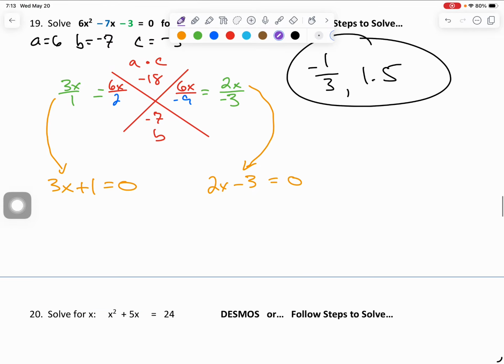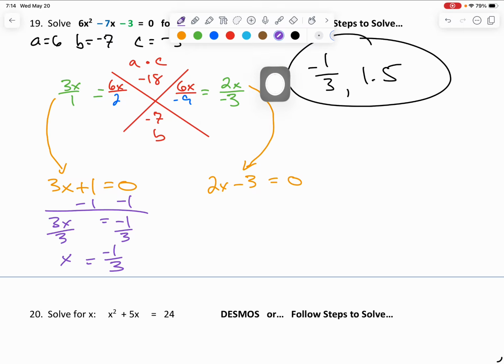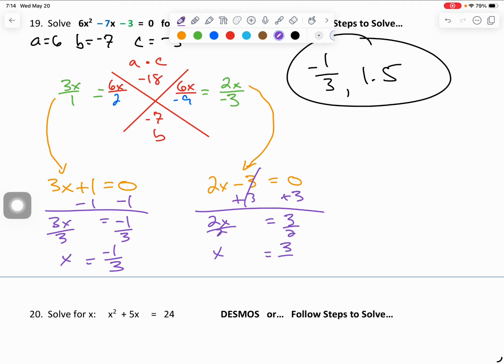From here, we will just simply solve. Minus 1, minus 1. 3x equals -1. Divide each by 3. And we get x equals -1 over 3, just like we have here. Plus 3, plus 3. 2x, bring it down, equals 3. Divide each side by 2. X equals 3 over 2, which is also equal to 1.5.